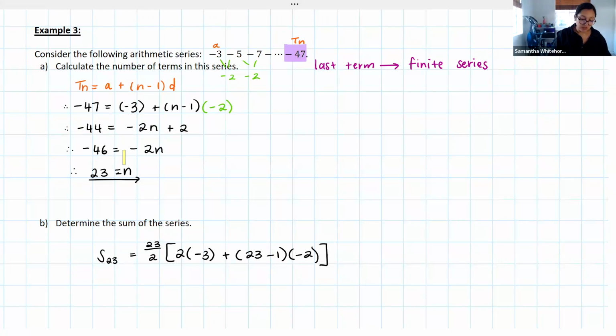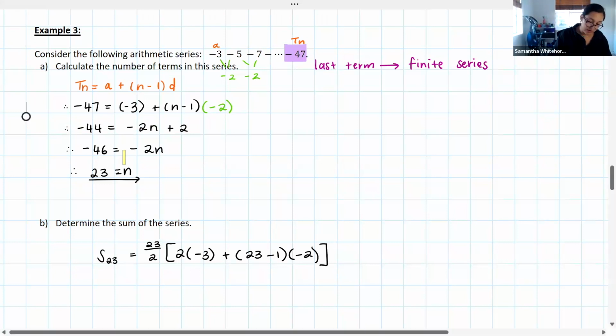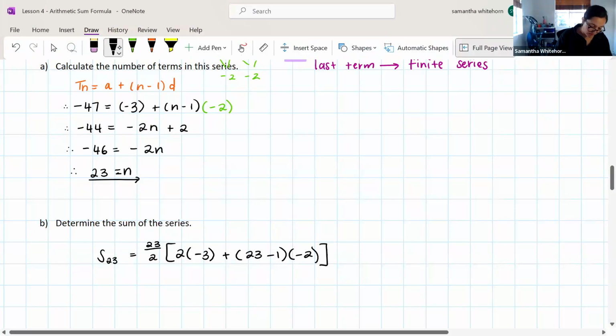Right, guys, let's chuck this into our calculator. Tell me what sum you get when you are summing the 23 terms.